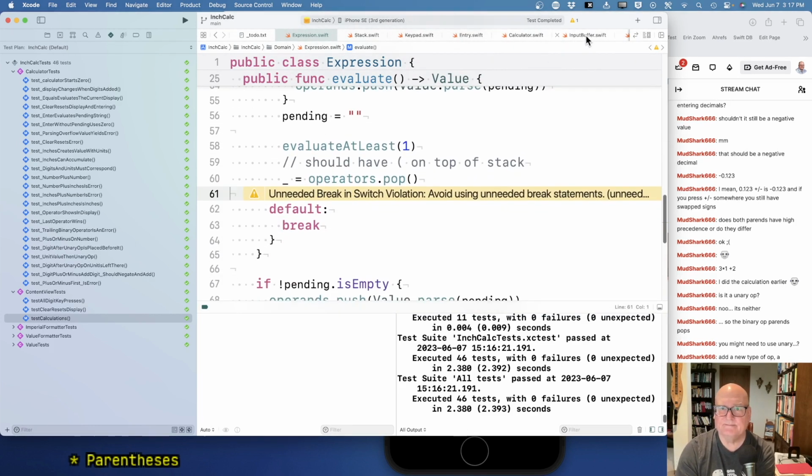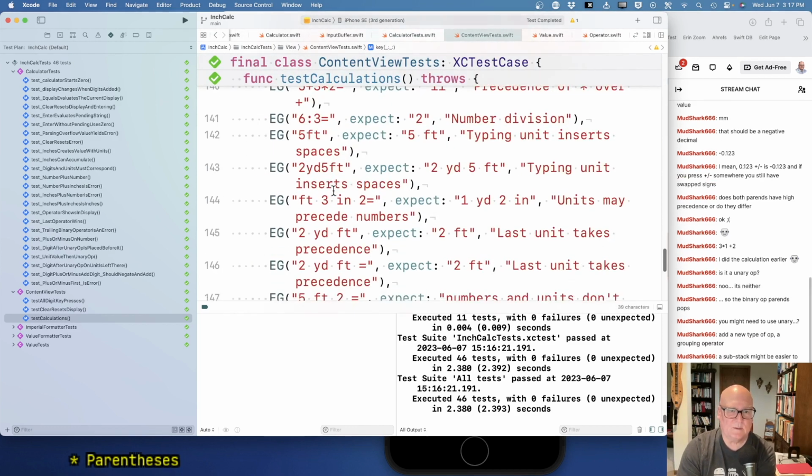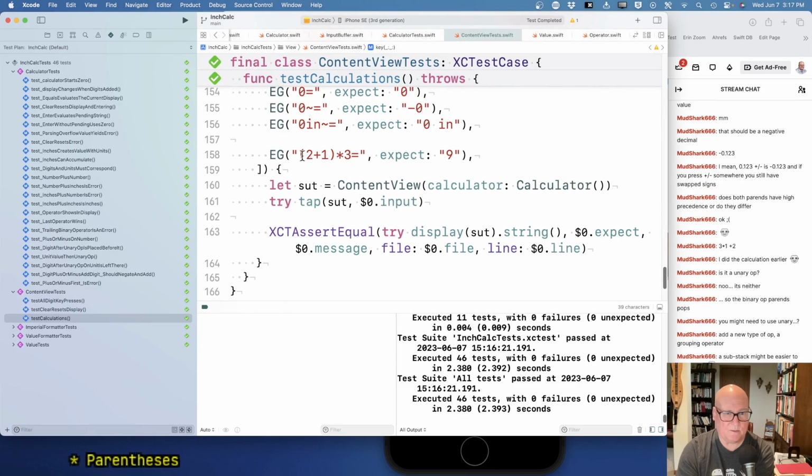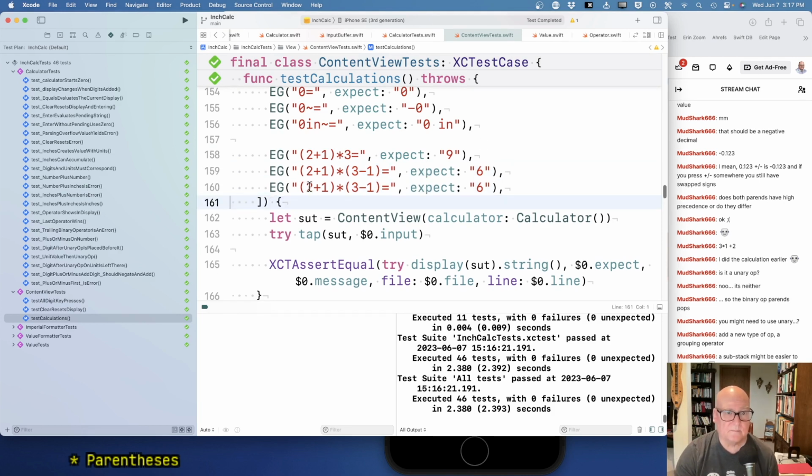I need a new test case. I want to do some complex ones and make sure this is doing it right. I mean, this is pretty good. All right, but let's keep going. 3 minus 1. Okay, 3 times 2 is 6. Okay, and then I want some nested parentheses. Times 3 times 4.